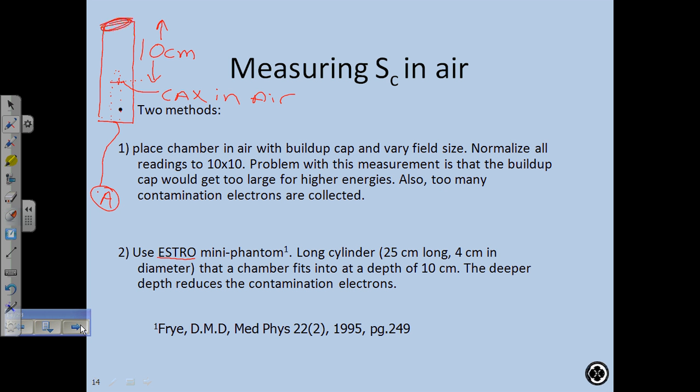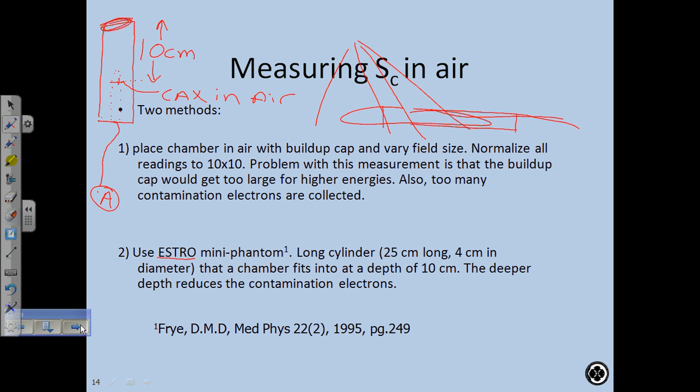Also, the other advantage is that you don't have a stem effect. Because if the chamber is on its side, remember this, if the chamber is in this direction and you vary the field size, you could have stem effect as the field size irradiates. This doesn't really look like a chamber, but anyway, this is the stem and this is the cable. You're minimizing stem effect by pointing it straight up, because you're always irradiating the whole chamber. Okay, and then they've also found that this models S of C as accurately as possible, using this mini phantom.